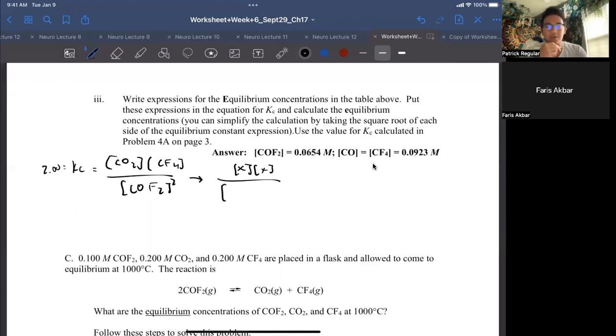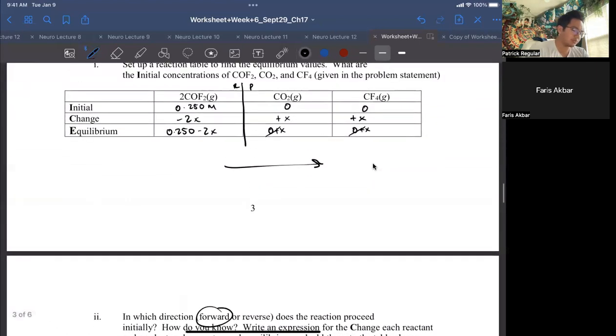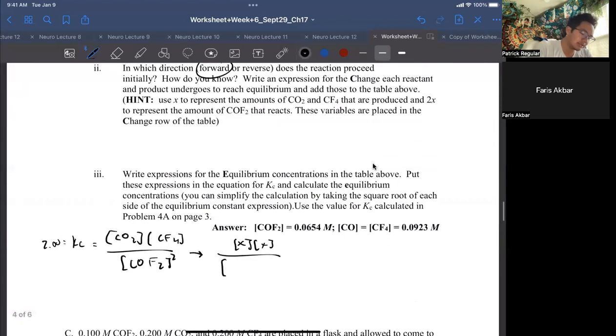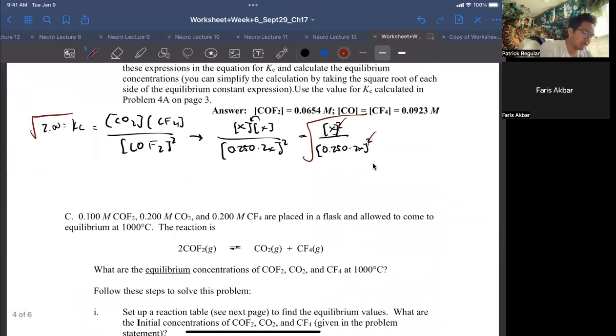All right. And then for COF2, that was right here, 0.250 minus 2X to the second power. Well, if you multiply these together, that's just X squared. If both of them are squared, we can just take the square root of both of them and get rid of those exponents. Okay, maybe I'm going a little too fast. Kc, that's our 2, equals X squared.